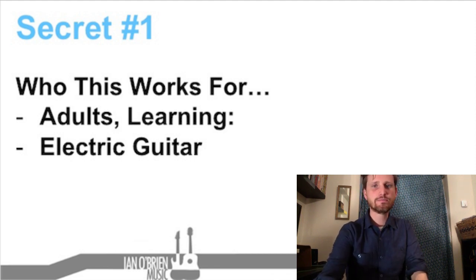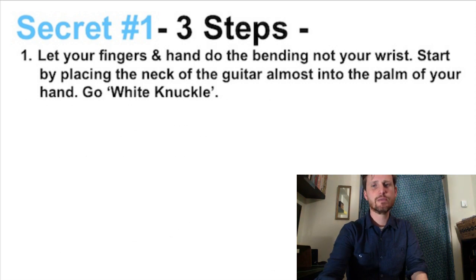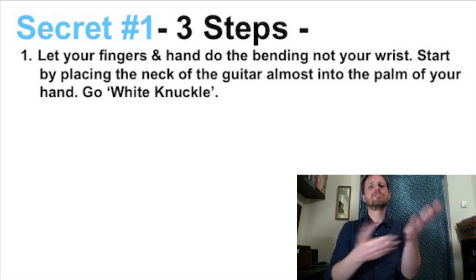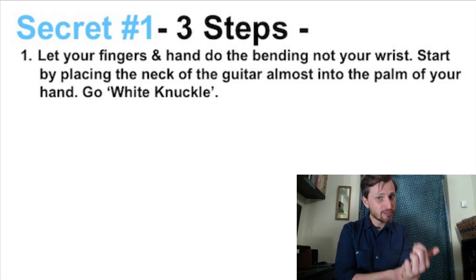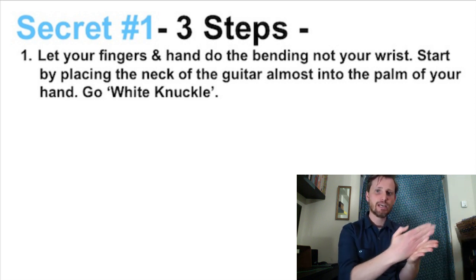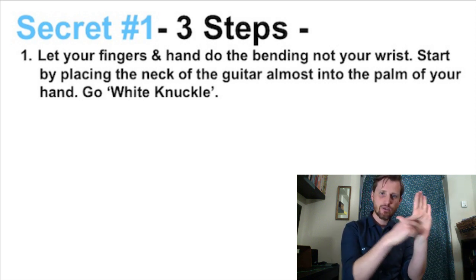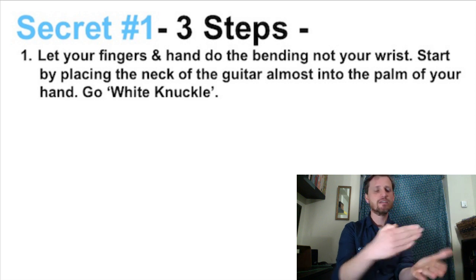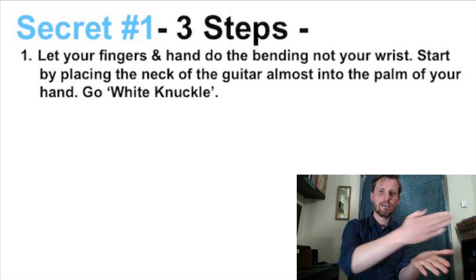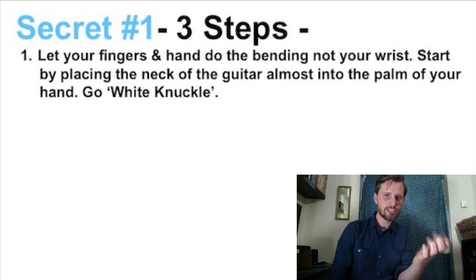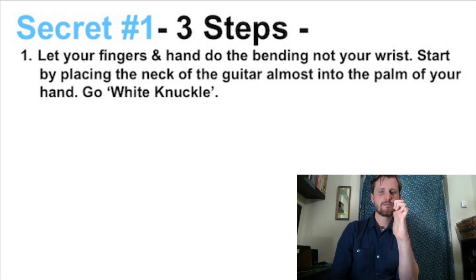Okay, so let's recap those 3 steps. The first one is to keep your wrist relatively straight and let your hands and fingers do the bending around the neck, beginning by placing the guitar almost into the palm of your hand, where you have that line. And then only on this side of your hand, not right across, just this side of your hand where you have the line, and then white knuckle shape the chords.